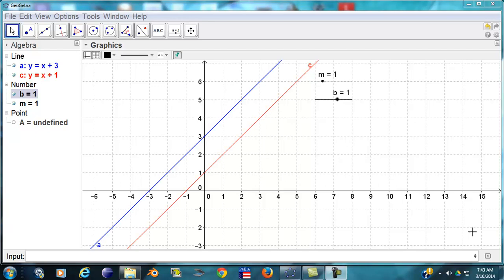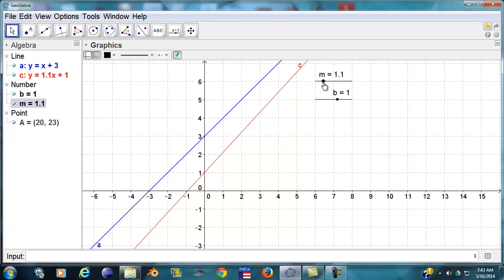Alright, so for problems 1, 2, and 3, I thought I'd do them together on this program GeoGebra. And what I've done is I've written two equations of two lines right here, line A and line C. And I've given one of the two lines a value that can change for M and B.